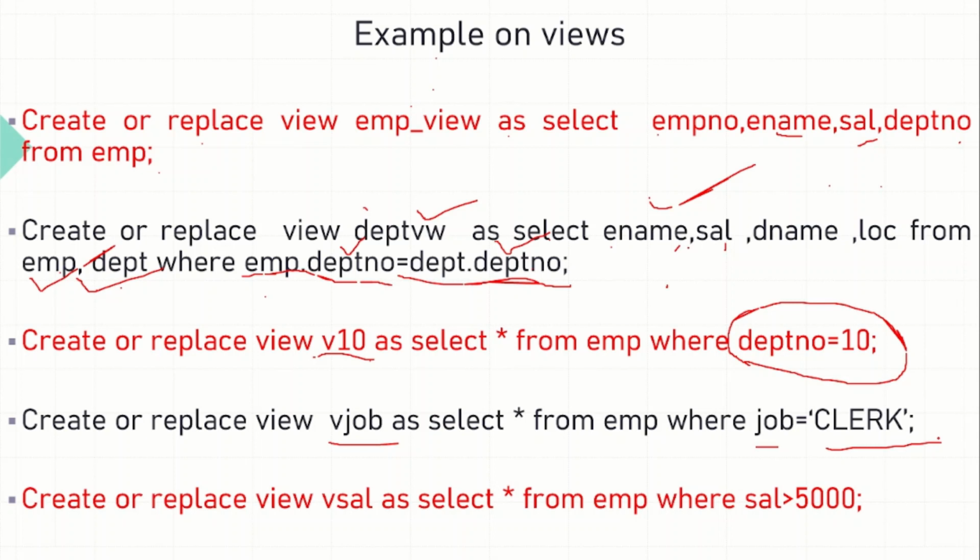In that case, what will happen? This vjob view will give details of all clerks to that person through the vjob view. So this vjob view houses or will have data of all clerks of all departments.